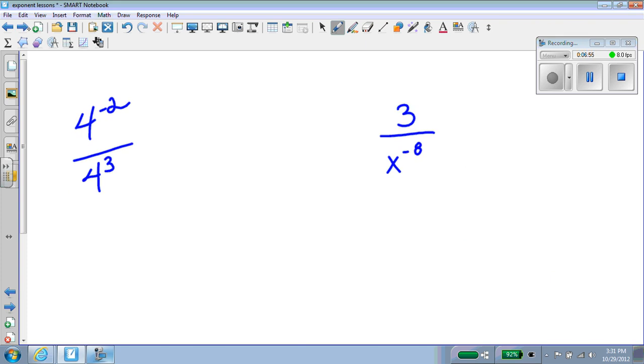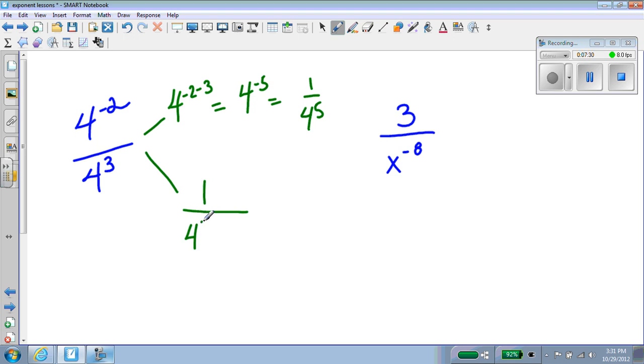Okay, let's keep going. 4 to the negative second over 4 to the third. Okay, I could do this a couple of ways. I could do this as 4 to the negative second minus third. So that would be 4 to the negative fifth, which would be 1 over 4 to the fifth. Or I could do this as 1 over 4 to the second. 4 to the third is already in the right place, so this is 1 over 4 to the fifth.